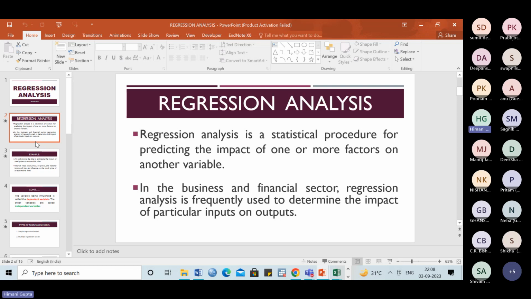And do you know how many types of regressions are there? When we were in school, we learned one type of regression, that is linear regression, linear and multiple. OLS, ordinary least squares, that means linear regression. What do you mean by the word linear?